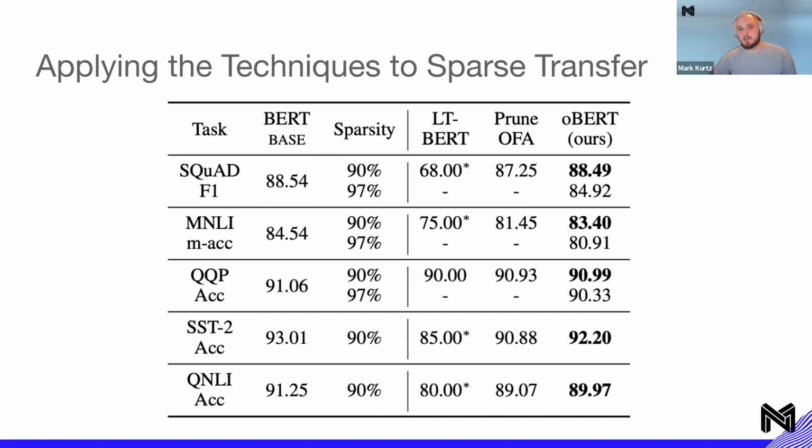Now, let's look at how these methods actually apply to sparse transfer. Taking those unstructured sparse models, for example, there was LT-BERT and Prune OFA that both did this, so they tried to compare sparse transfer. And you can see at 90%, we far outperform these other results in terms of our transfer abilities, and generally getting to within 99% of whatever our baseline was at 90% sparsity. And you can see at 97% sparsity, for some of these data sets, even at 97% sparsity, so only 3% of the parameters remaining, we can actually still get very close to what that baseline was.